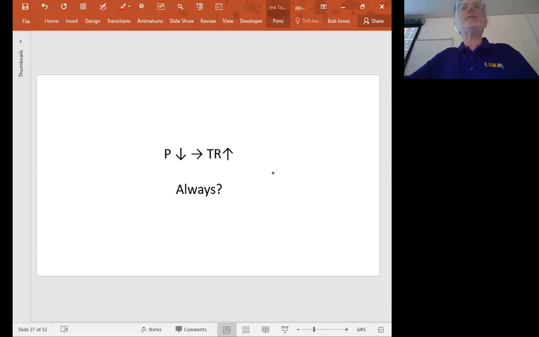The next question would be, well, is this always going to be true? If it is, then that would mean no matter what price you're charging now, you should cut the price and you'll make more profit. But if you always cut the price, where are you going to end up? With a price of 0, which in most circumstances is not the price that's going to give you maximum profit.